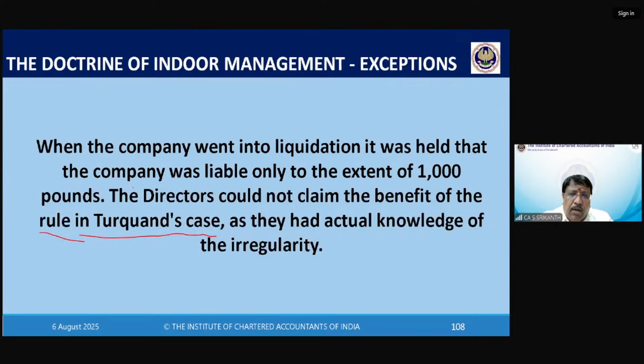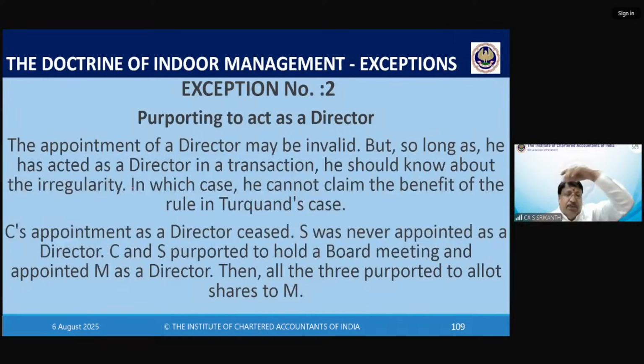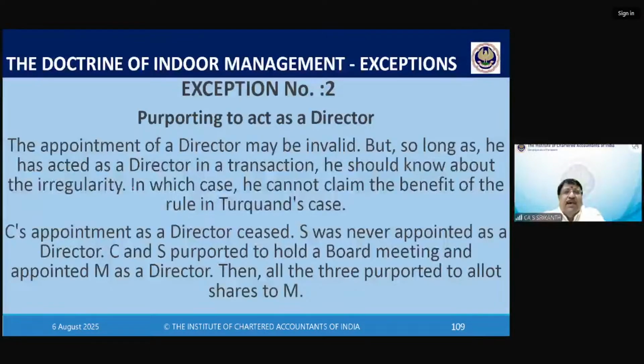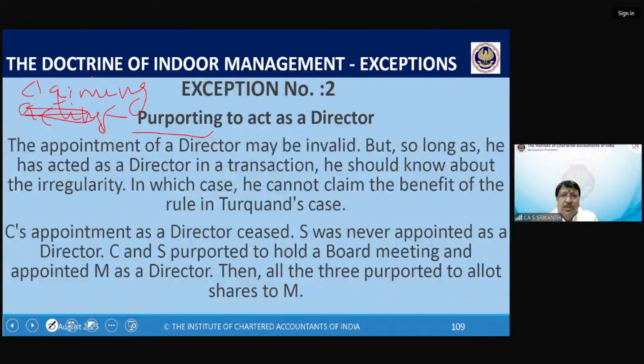Okay, so Tarquand's case. They can't claim the benefit of the rule in Tarquand's case. Now the second exception: purporting to act as directors. See, there's a slight difference. In the earlier case, these fellows were actually proper directors. But in this example, they need not be directors, but they are purporting, meaning acting or claiming, that they are directors. They are not directors, they are claiming. So long as he has acted as a director, he cannot claim. Even if he is not a director, he acted as a director.